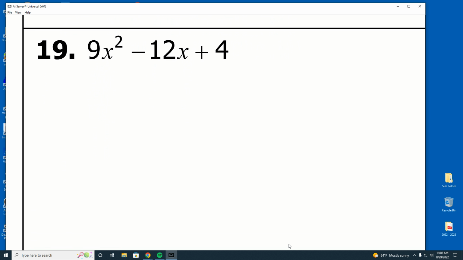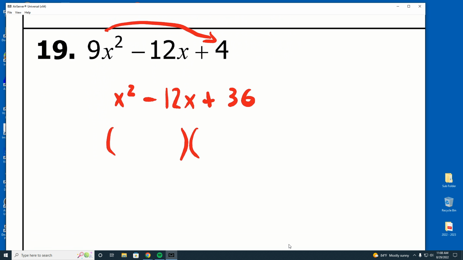Look at number 19. We're actually going to do 2 more. What is 9 times 4? So here we're going to factor x squared minus 12x plus 36. Y'all with me? Remember, we just let the a disappear so we can factor this easy style.